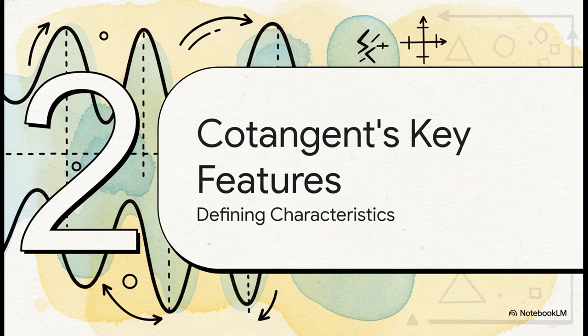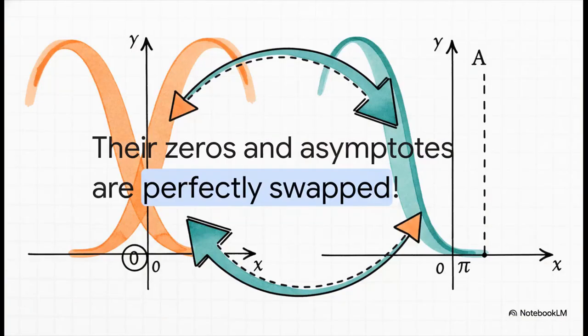Okay, so what does that actually do to the graph? How does this flip play out visually? Let's break down the key features. We're talking about the period, the asymptotes, where it crosses the x-axis, and its overall shape. Now, before we get into the weeds, if you remember one thing from all of this, let it be this. Because their formulas are flipped, their graphs are too. Where tangent has a 0, cotangent has a vertical asymptote, a break in the graph. And where cotangent has a 0, tangent has an asymptote. They are perfectly, beautifully swapped.